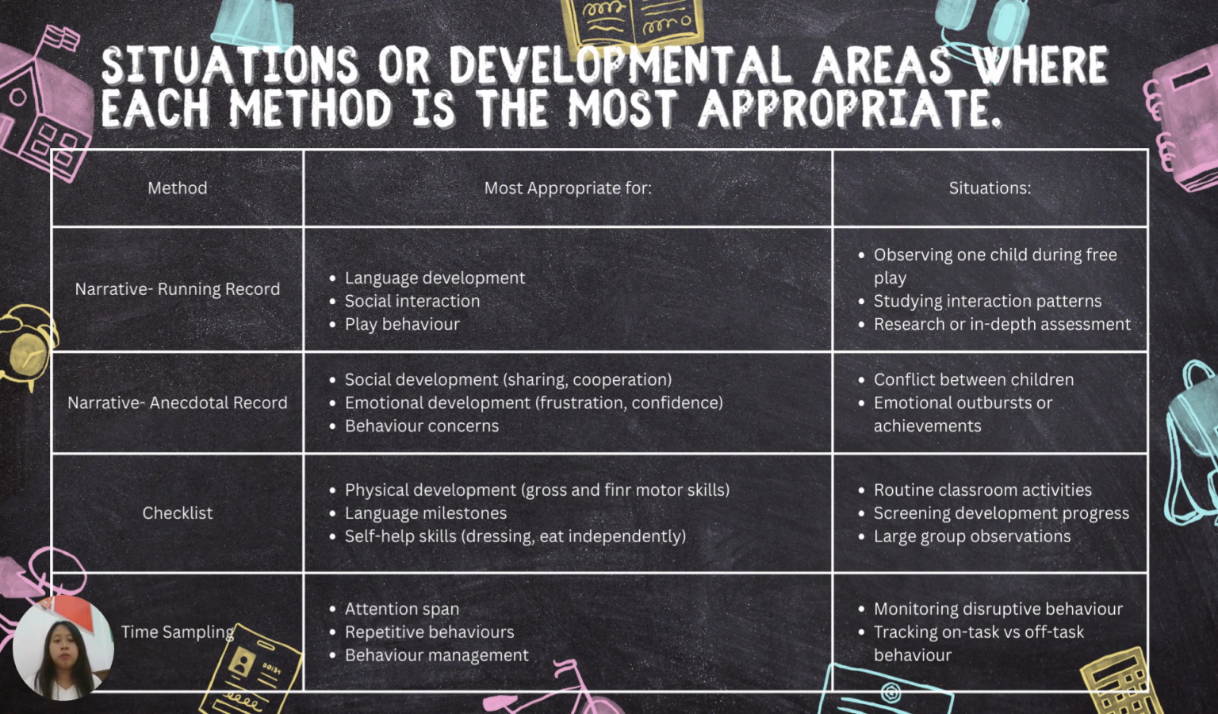For narrative anecdotal record, it is most appropriate for social development such as sharing or cooperation. The next one, emotional development such as frustration and confidence. And lastly, behavioral concerns. The situation may be conflict between children, emotional outbursts, or their achievements.